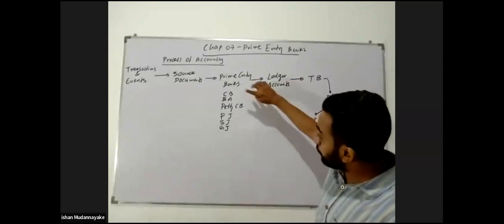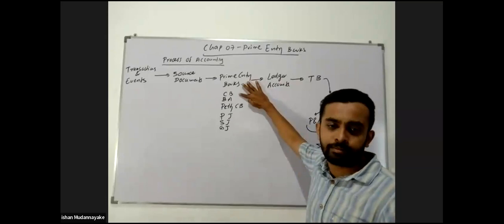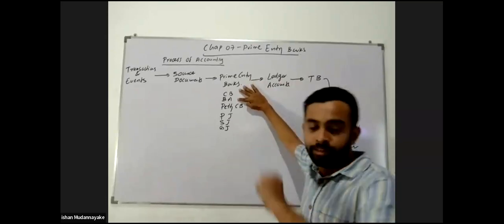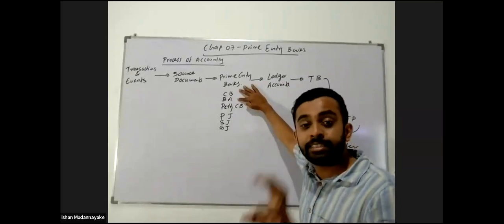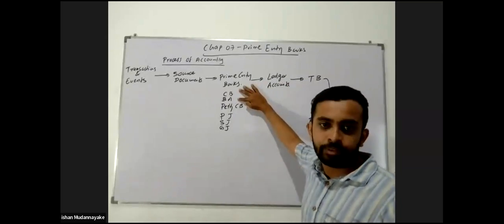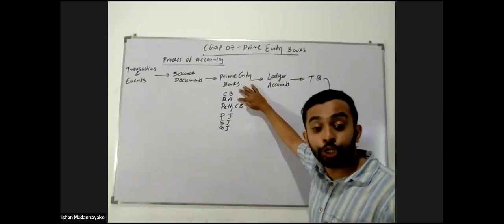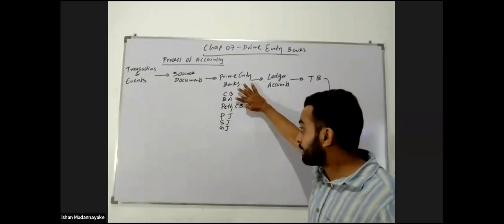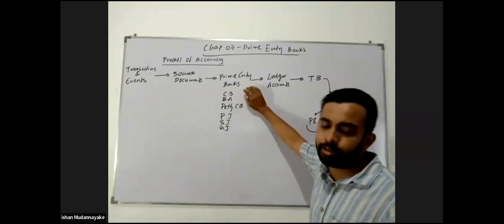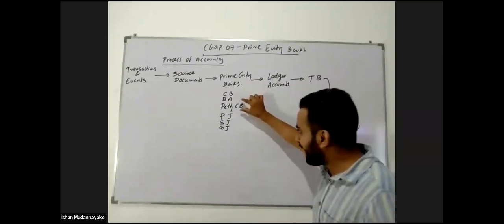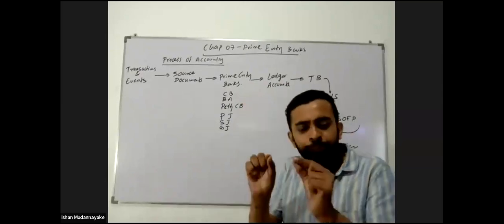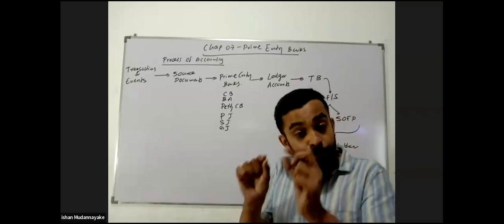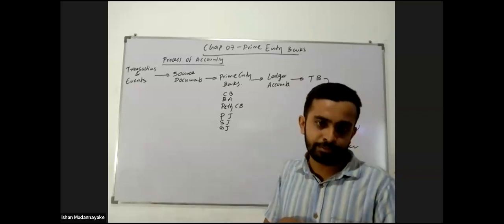In the cash book, we record cash transactions. In the bank account, we record transactions conducted with the bank, especially cheque transactions. If you are doing your own business, you need to get a chequebook. Then transactions with the bank, we can record in the bank account. In the petty cash book, we can record small cash payments in a business organization.